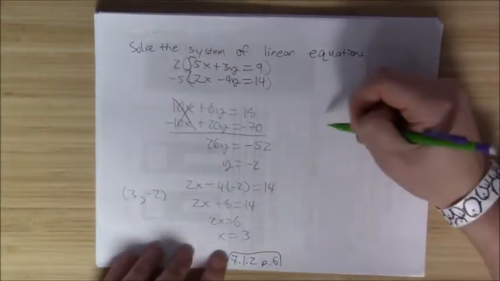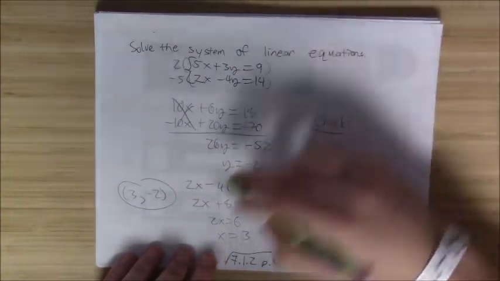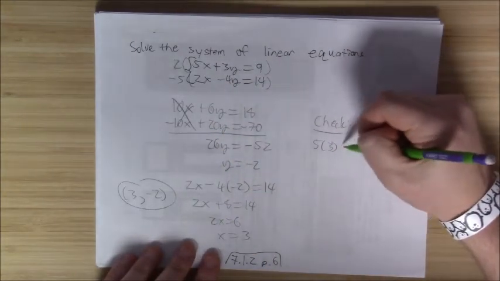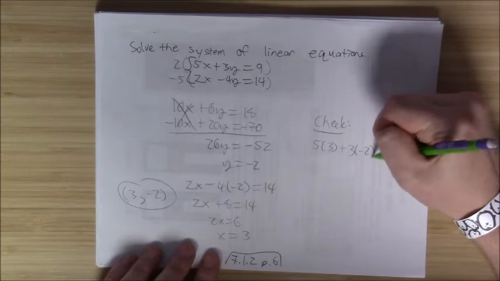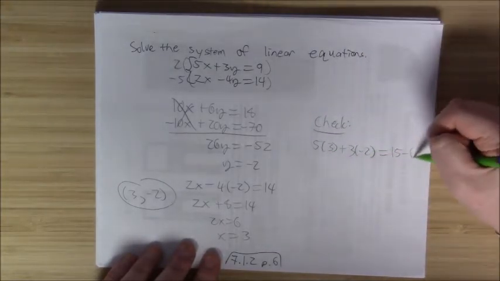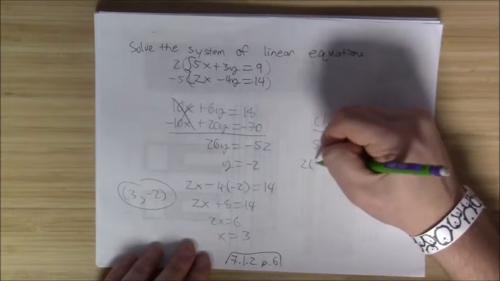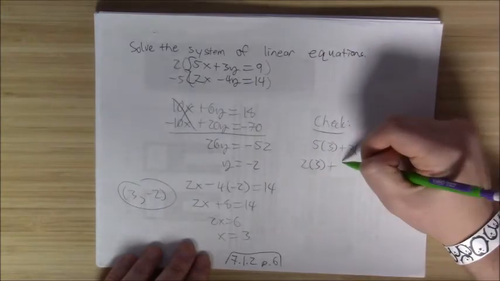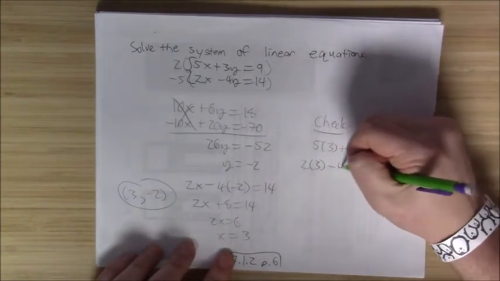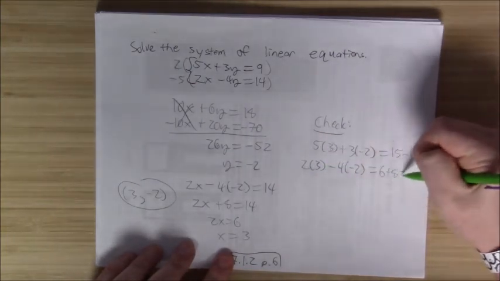Checking the solution, plugging into the first equation, I get 5 times 3 plus 3 times negative 2, which is 15 minus 6, which indeed is 9. And checking the second equation, I have 2 times 3 minus 4 times negative 2, which is 6 plus 8, which indeed is 14.